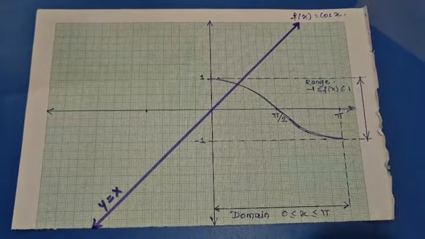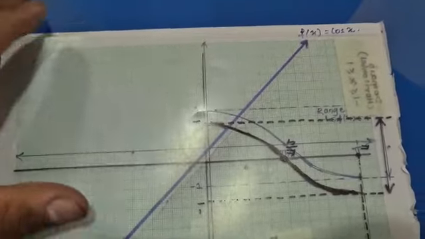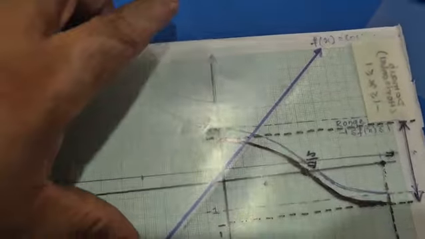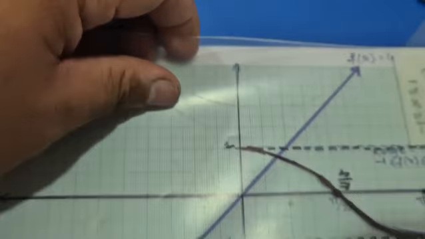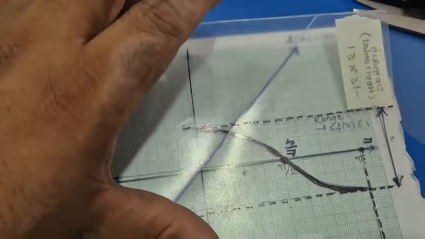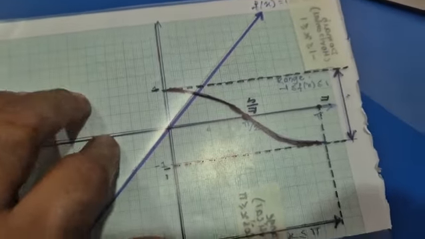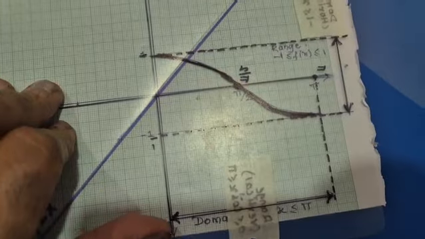To do that, the first thing I have done is keep a stencil here. See, this stencil will match with my cos x. Yes. So you can see my graph of my cos x.